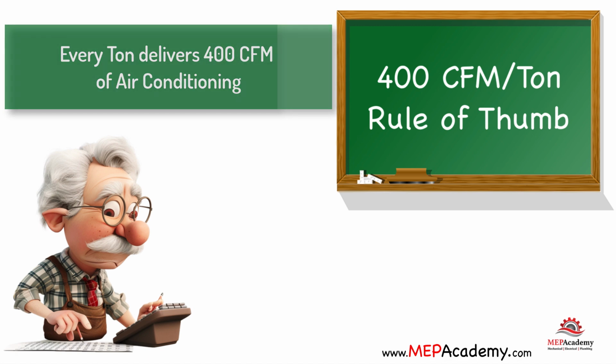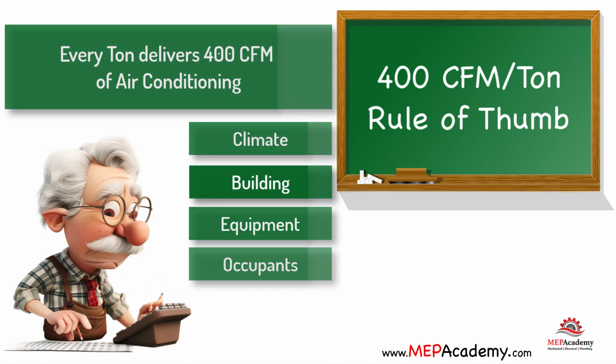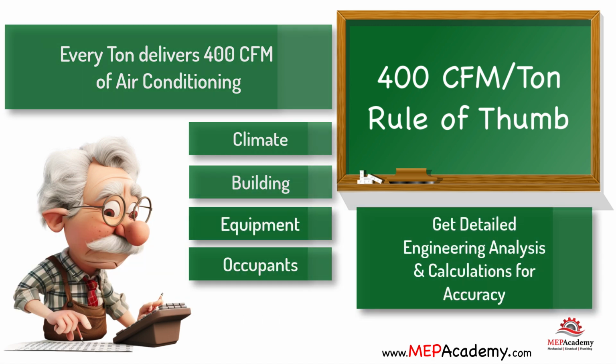While it is widely used as a general guideline for estimating airflow requirements, it is important to note that actual airflow needs may vary depending on factors such as climate conditions, building characteristics, equipment efficiency, and occupant comfort preferences. The 400 CFM per ton rule of thumb is intended to provide a starting point for HVAC designers and engineers to estimate airflow requirements during system design and sizing. However, it is not a substitute for detailed engineering analysis and calculation, and it should be used with caution, taking into account the specific requirements and constraints of each project.